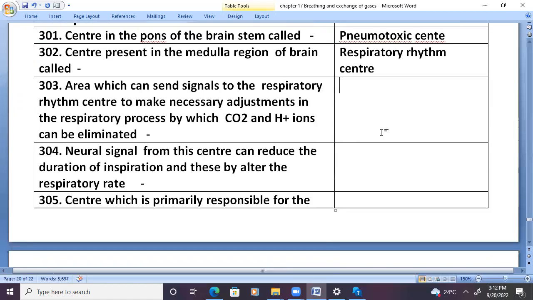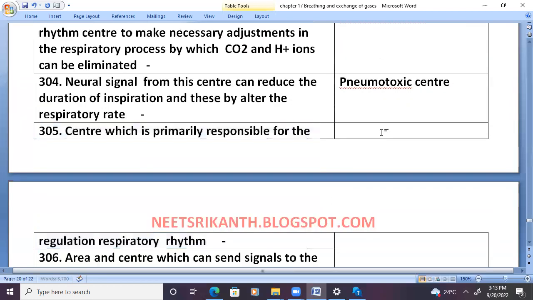The area which can send signals to the respiratory rhythm center to make the necessary adjustment in the respiratory process, by which carbon dioxide and H+ ions can be eliminated: chemosensitive area. The neural signal from this center can reduce the duration of inspiration and thereby alter the respiration: pneumotaxis center. The center which is primarily responsible for the regulation of respiratory rhythm: respiratory rhythm center.